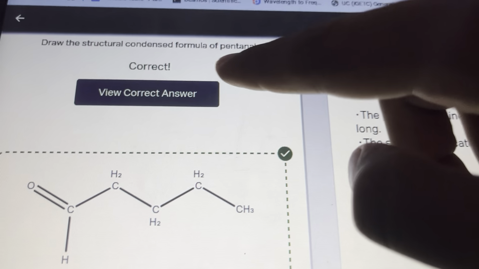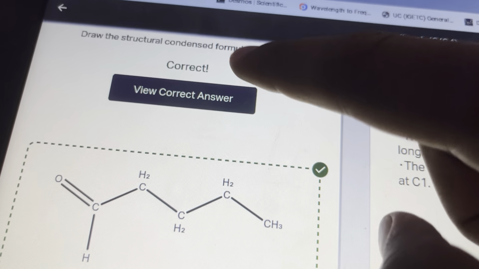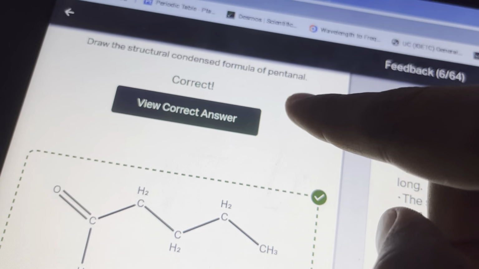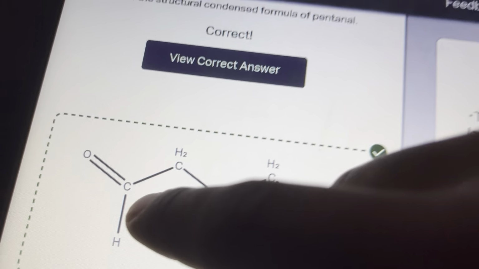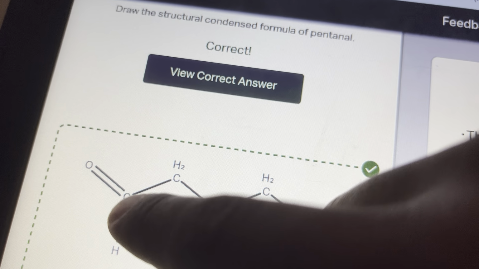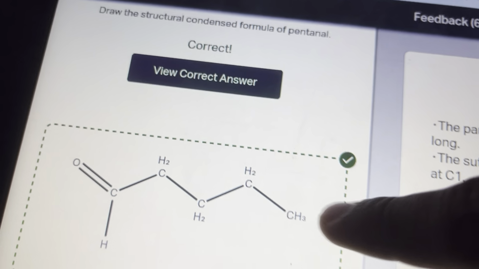Next, we have pentanal. Remember pentagon, that's 5. And the "al" tells us this is another aldehyde. So for the aldehyde, we double bond the O, hydrogen, and then 1, 2, 3, 4, 5.